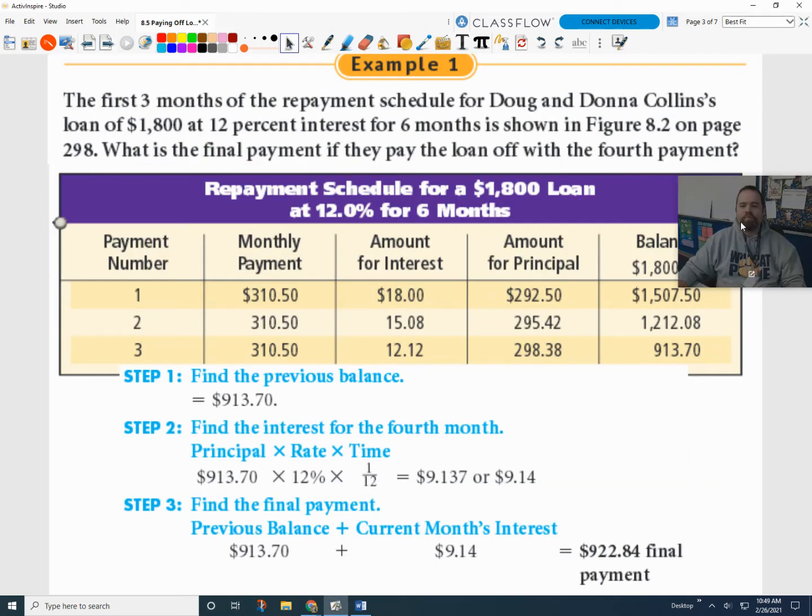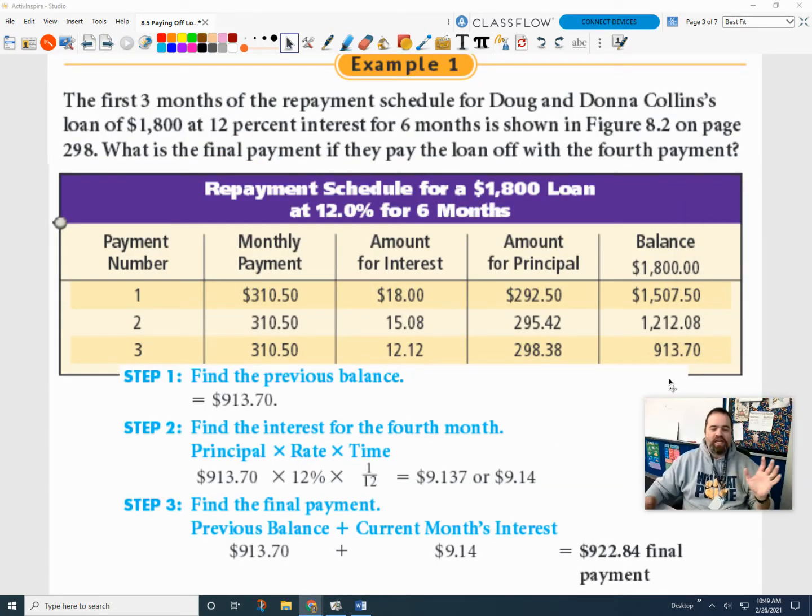Okay, so this one's already partially worked out for us, just so you can kind of see what's going on here. We've already done all of this stuff before, so this isn't anything new. I'm just going to tack on the last part of this. So the Collinses have a loan, $1,800 loan, 12% interest for 6 months, and so on. This is out of a book. That's why it's referring to pages and figures.